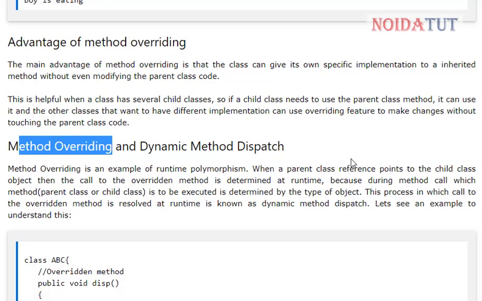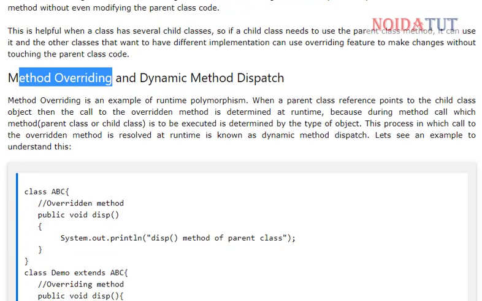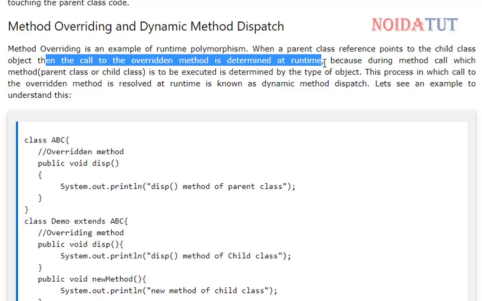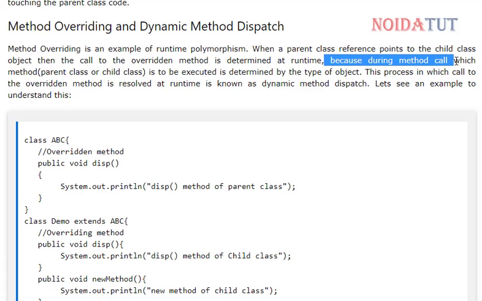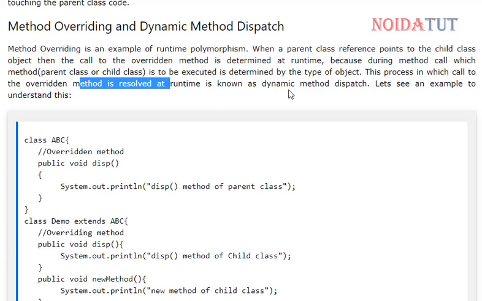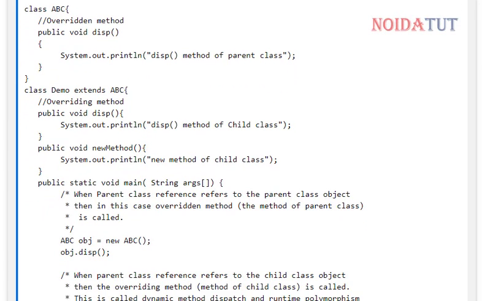Method overriding and dynamic method dispatch. Method overriding is an example of runtime polymorphism. When a parent class reference points to the child class object, the call to the overridden method is determined at runtime. Because during a method call, which method, parent class or child class, is to be executed is determined by the type of object. This process in which the call to the overridden method is resolved at runtime is known as dynamic method dispatch. Now let us have a look at an example to understand it better.